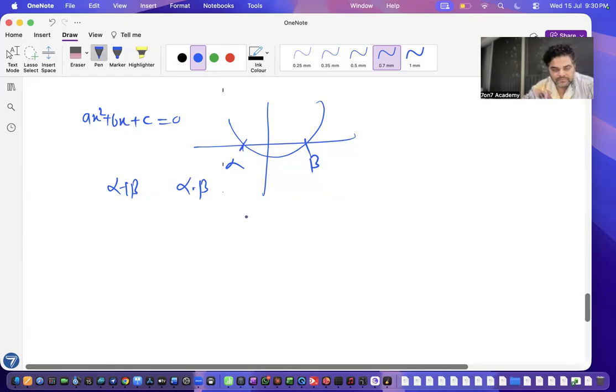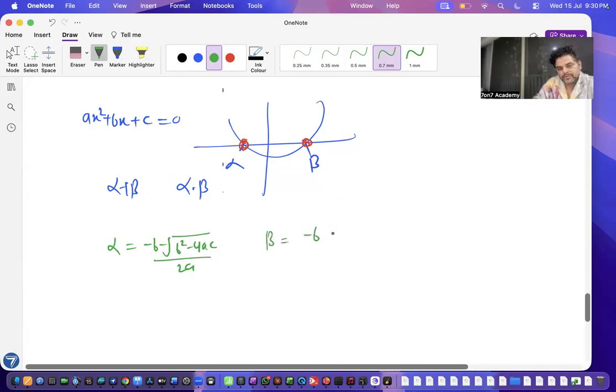Is it the total distance between alpha and beta? So I'll tell you. See, sum of roots, no, not total. Alpha minus beta is total. Beta minus alpha is total. So alpha is minus b minus square root of b square minus 4ac over 2a. Beta is minus b plus square root of b square minus 4ac over 2a.